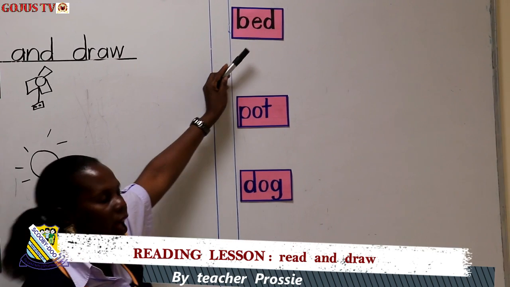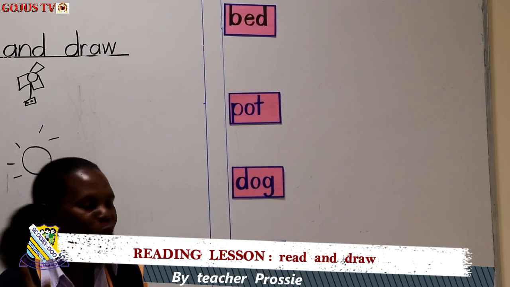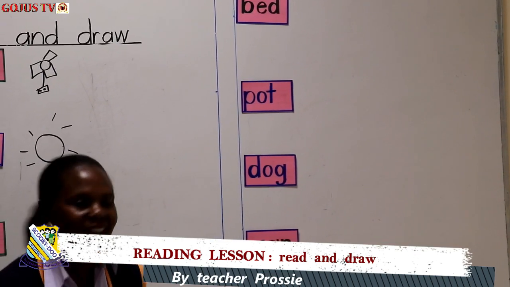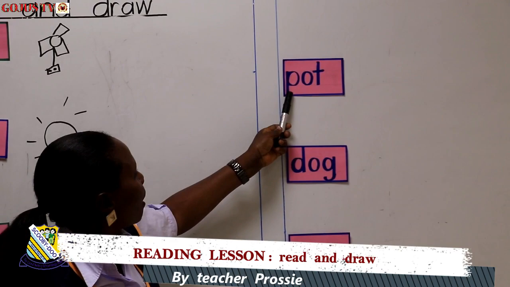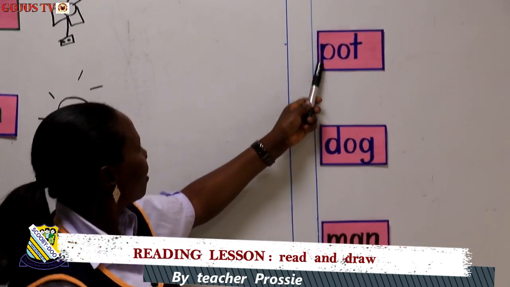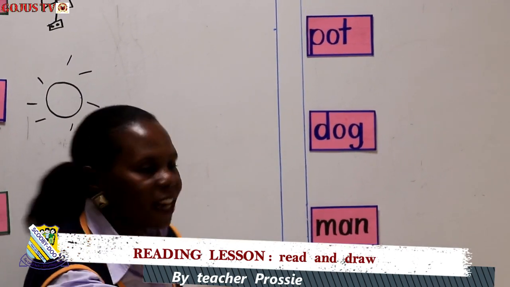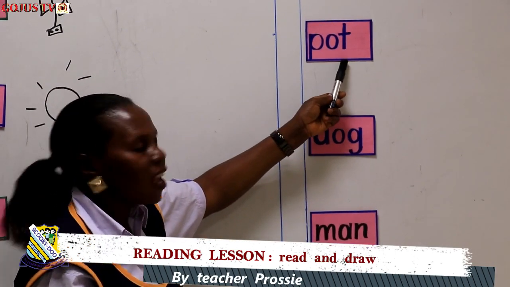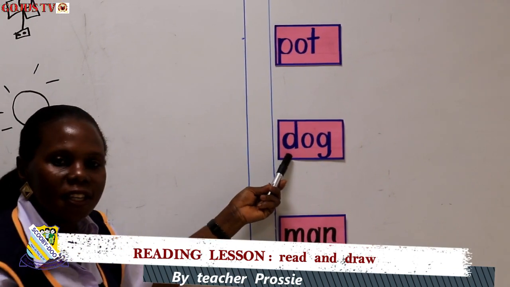B-e-d. Everyone, bed. What is the word? Wonderful. The word is bed. The next one. Are you ready? P-o-t. Again. The word is pot. Everybody, pot. Good. The next word.